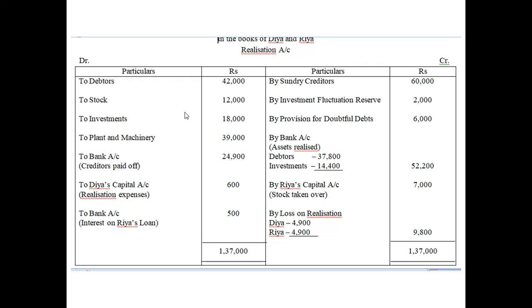First of all, what we need to do is extract the figures from the balance sheet to the realization account. It is actually the transfer of the items that are already there. So let us transfer the amounts first. Let us start with the asset column, as I usually start from assets. You know that cash will not appear in the realization account.